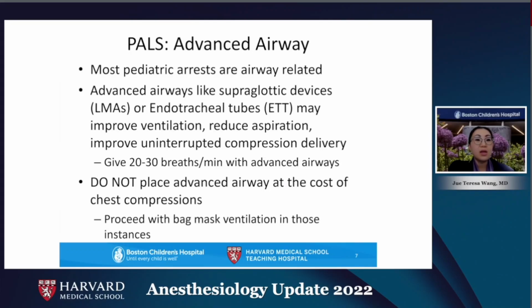When there's an advanced airway in place, the guidelines for pediatric advanced life support are to give 20 to 30 breaths a minute. But the key is still to not place an advanced airway at the cost of chest compressions. If equipment or adequately trained personnel are not available, proceed with bag mask ventilation in those instances until experience or equipment arrives for placement of advanced airways.